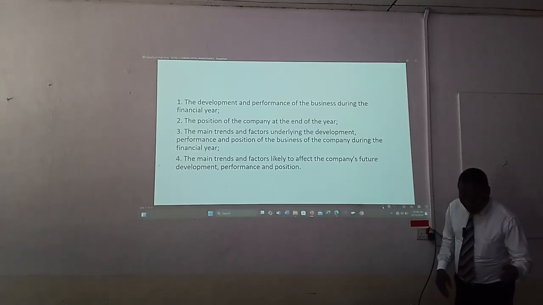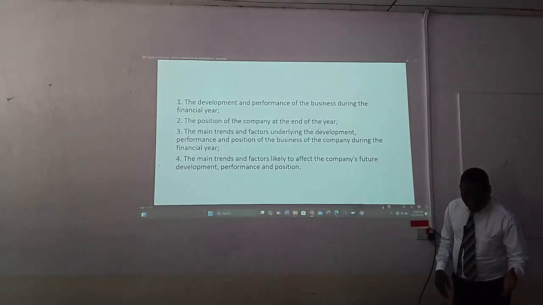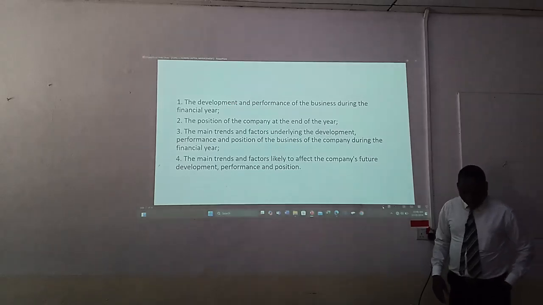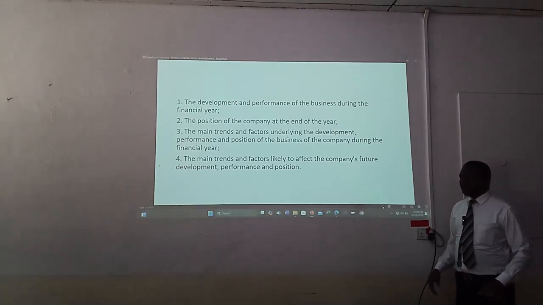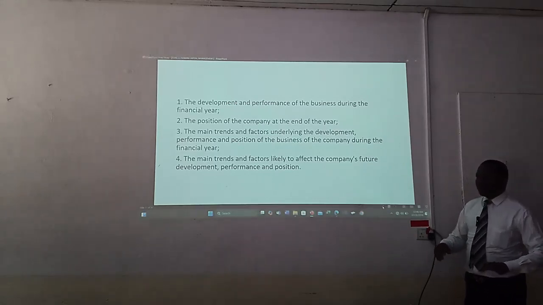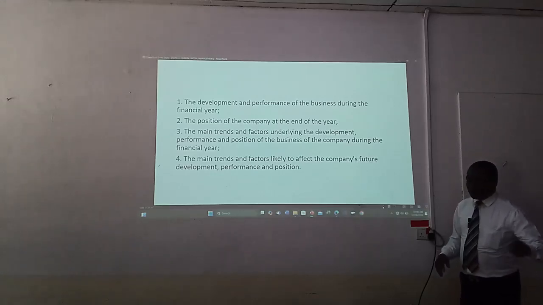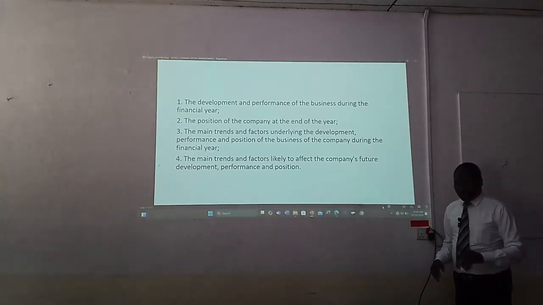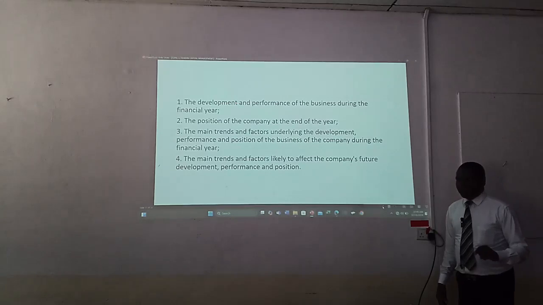The main trends and factors likely to affect the company's future development, performance and position. So these main trends and factors are likely to affect the company's future development. Because if the future development is because of what you have made, and yet you haven't solved them all, then it becomes a problem. So you need to report all these things so that it is easily captured.